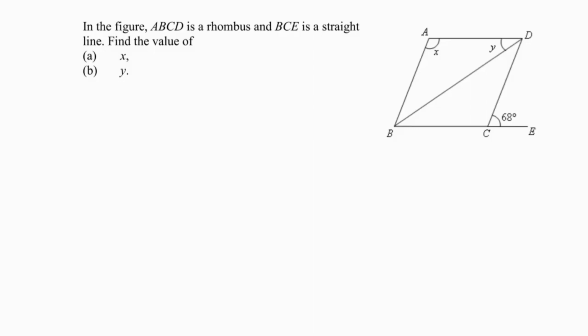Okay, so the first thing that you should see is that I will have angle x, and you would need to know that angle x and angle BCD are opposite angles of a rhombus, so they must be the same. Therefore, I must first find my angle BCD.